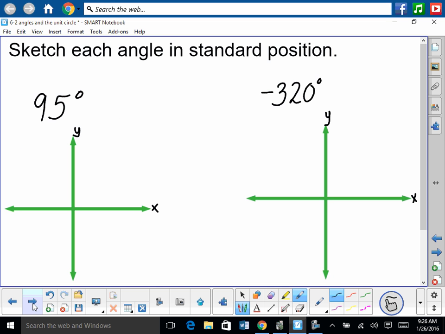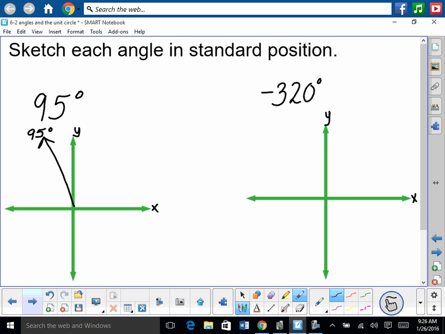All right, so the last thing that I'm going to let you practice. It says sketch each angle in standard position. So this is positive 95 degrees. We have our XY chart here, you can draw it in. We know this is 90, right? So 5 more degrees this way would be 95 degrees.